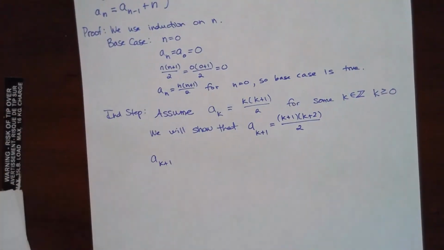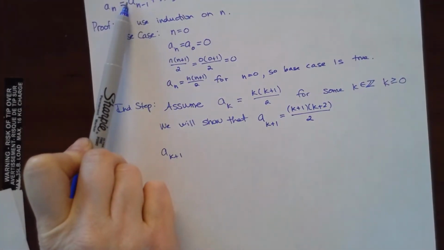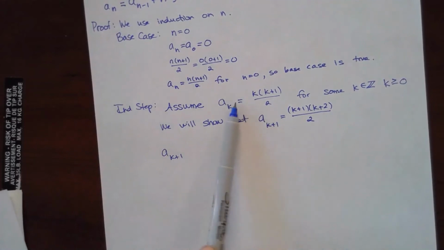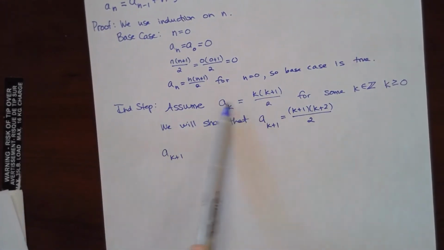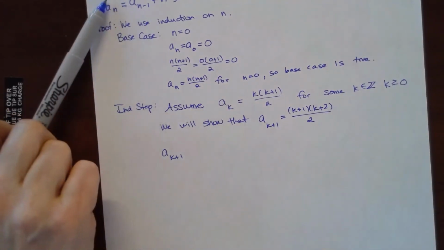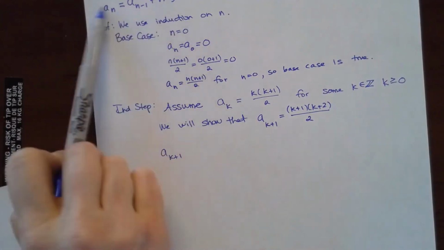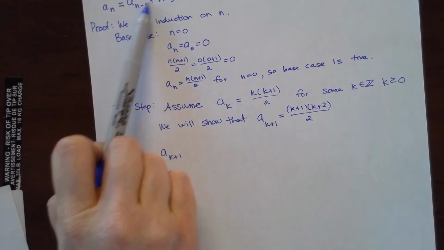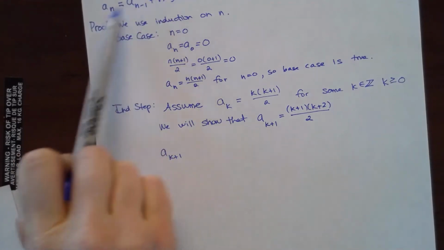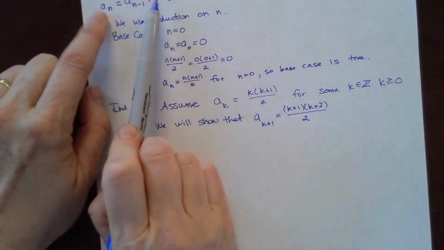Okay. Well, what do I know to be true? I know this definition is true. And I'm assuming that this is true. That's all I know. Okay. So this isn't telling me how to find this, but this is. If I want to find a sub k plus 1, here's the rule right here. To find any term n, I just go to the previous one and add whatever the index is to it. All right. So I just use this rule by the definition.